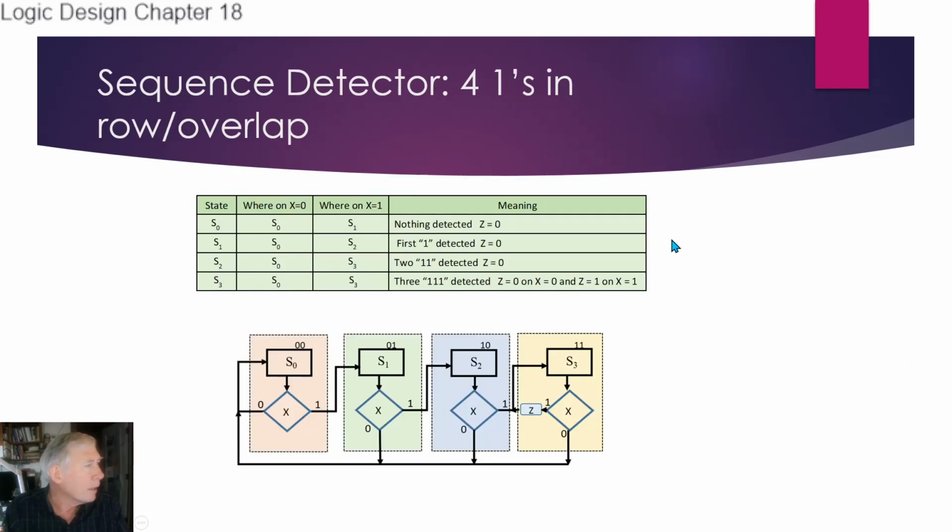So finally, I want to do a little bit more complicated sequence detector problem. It's really not that complicated. But I think we'll try and do this. Here we want to detect a target of 4 1s in a row, and we are going to allow overlap between our targets.